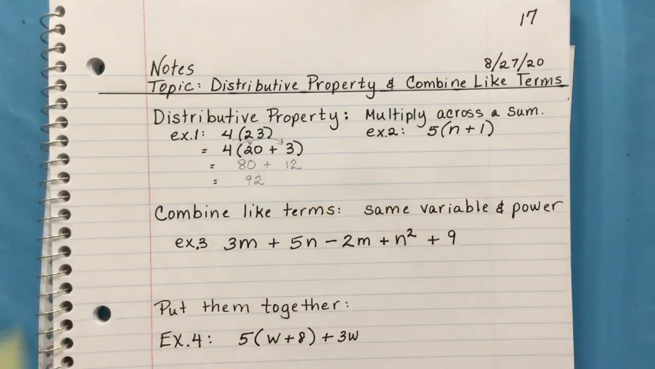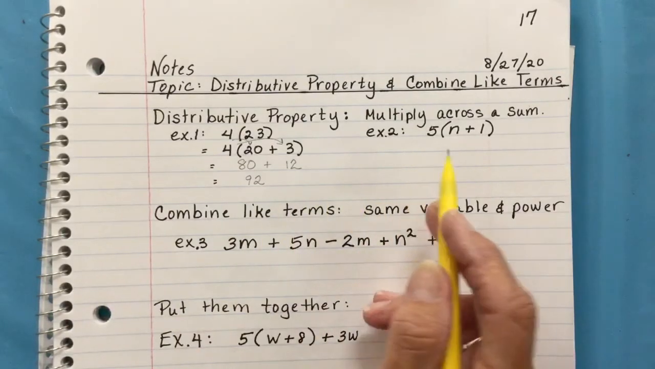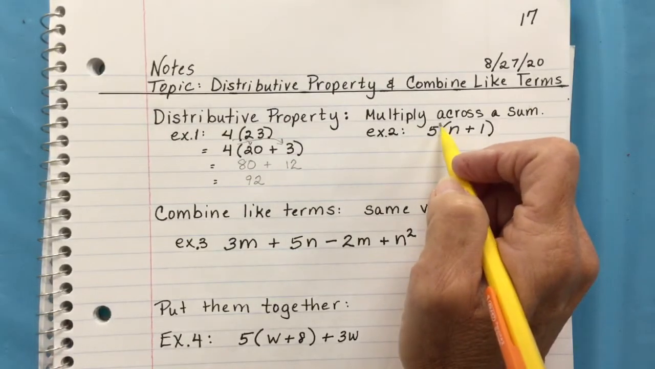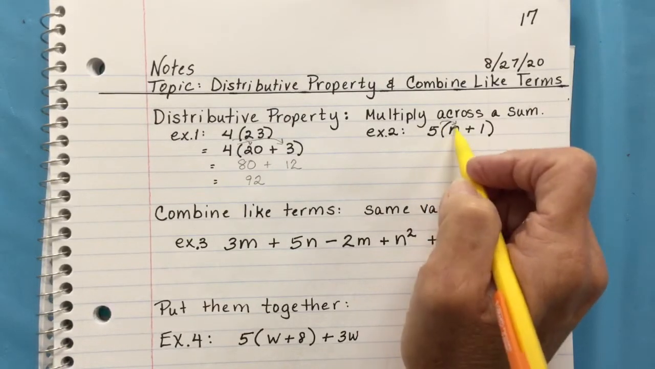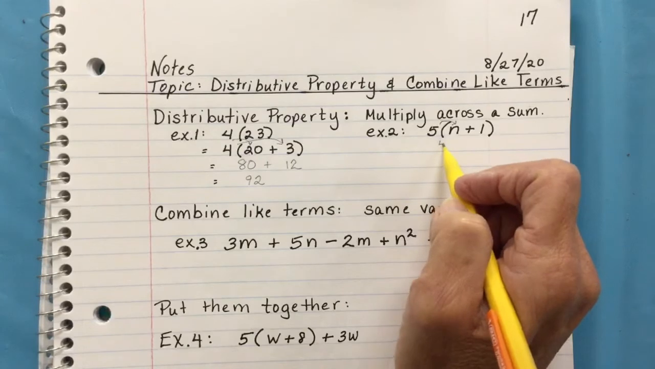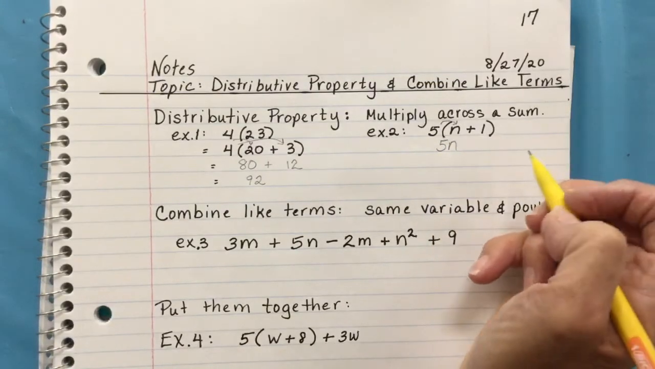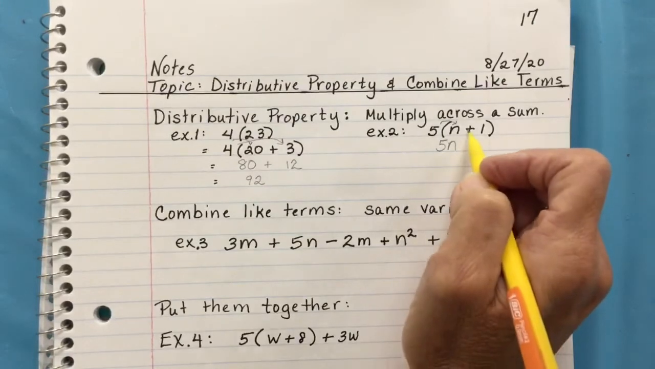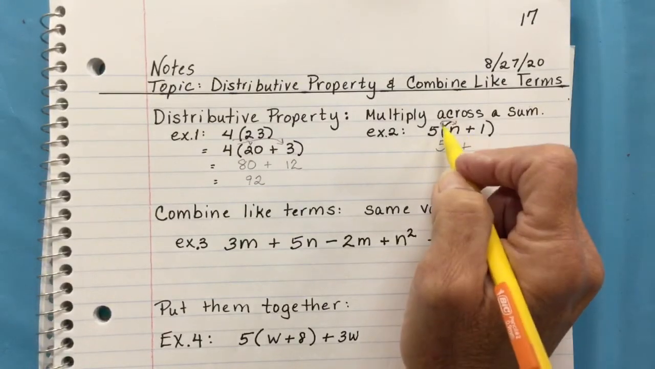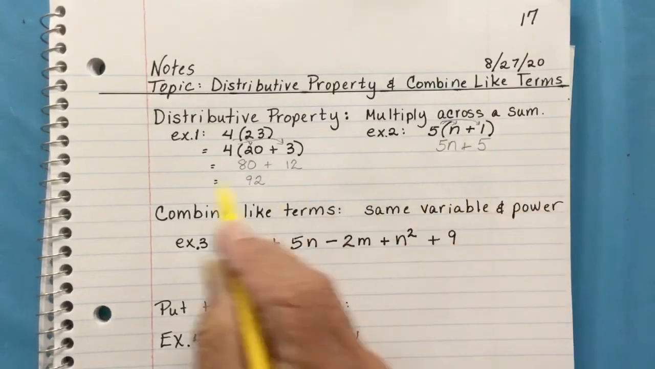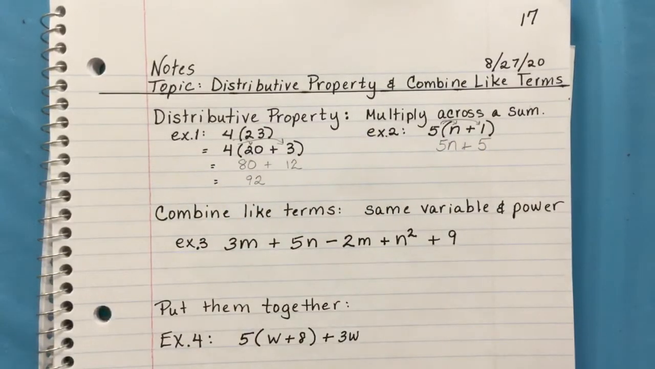Now, sometimes you're going to have a variable, and you can't do it any other way. So in order to simplify this expression, I would multiply 5 times the letter n. This variable, we don't know what it is, so we just put 5n. Remember, push them together. That means multiplication. Bring down the plus, and then 5 times 1 is 5. So that's a little review of the distributive property.